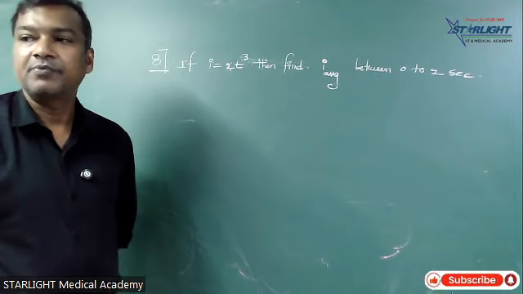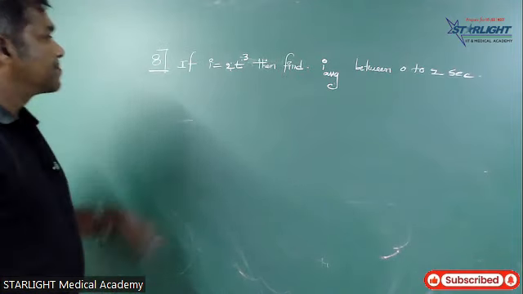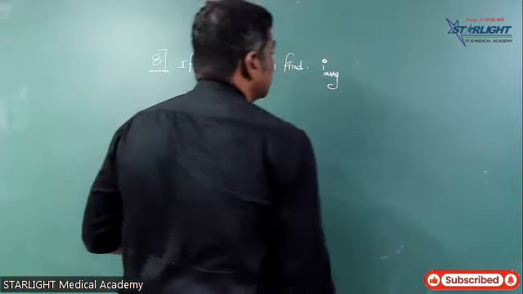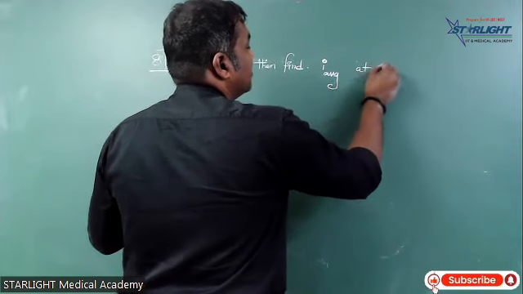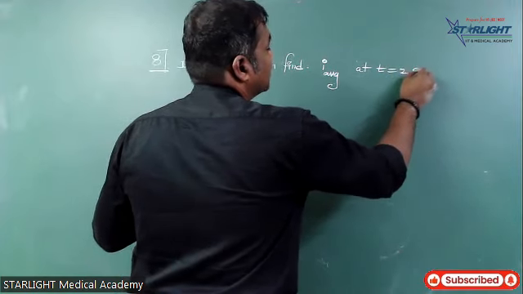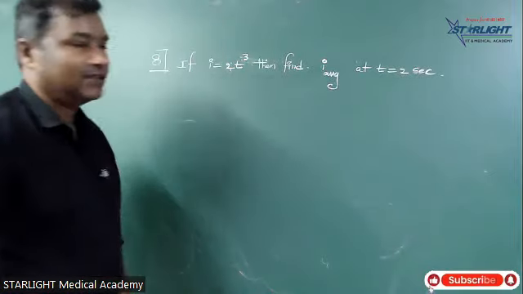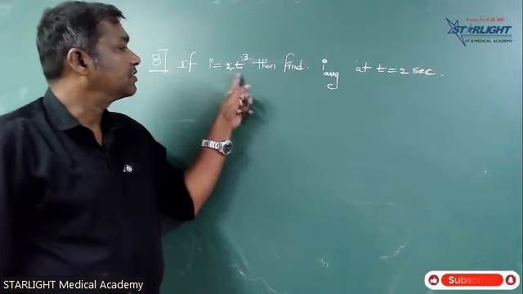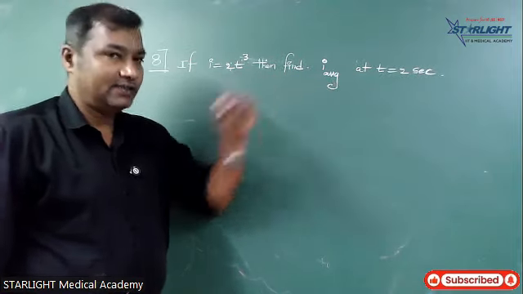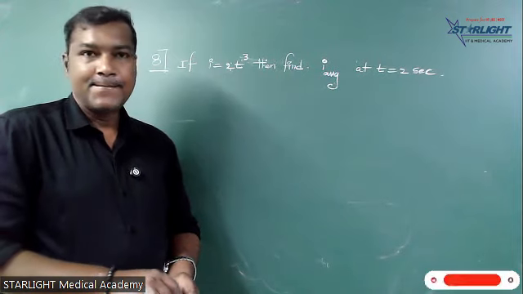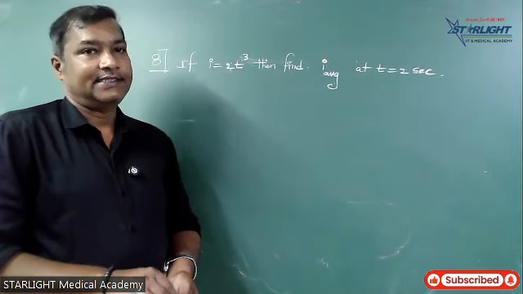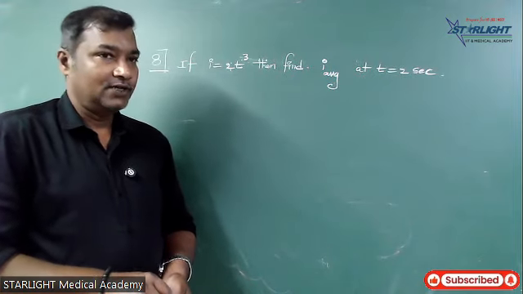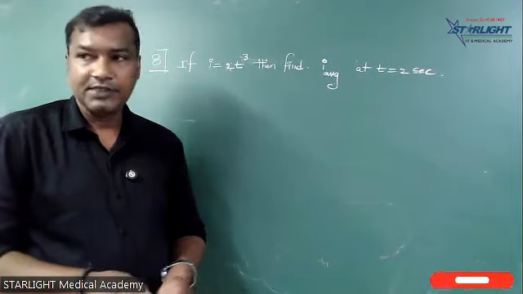Find the average current at a time of 2 seconds. This is the equation. Find I average at t is equal to 2 seconds. Average current, no problem.